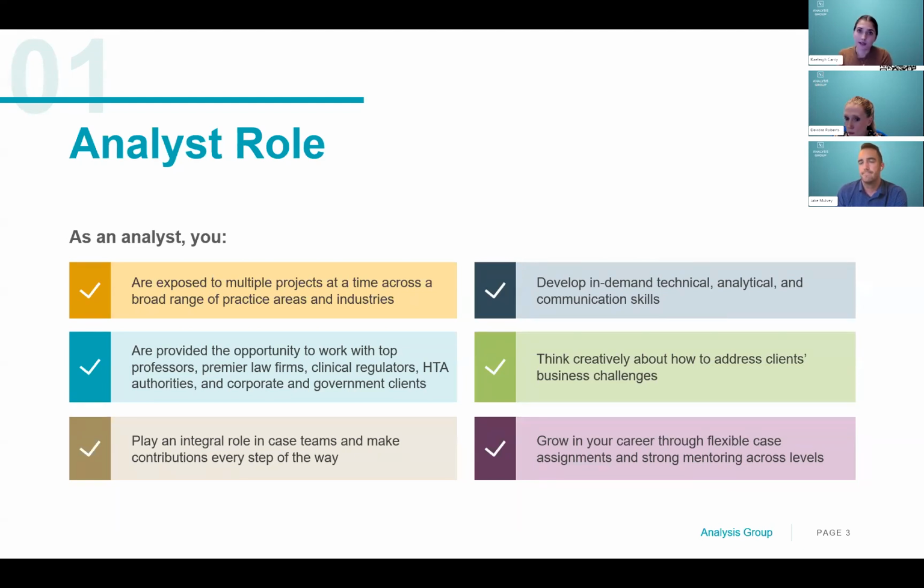Finally, our full-time analyst casework is assigned through our internal labor market, which allows for you to get staffed on cases that are truly interesting to you and work with colleagues who you truly enjoy working with, which is great.